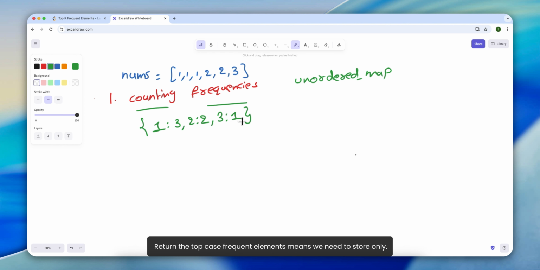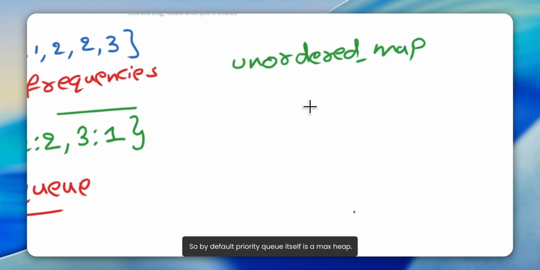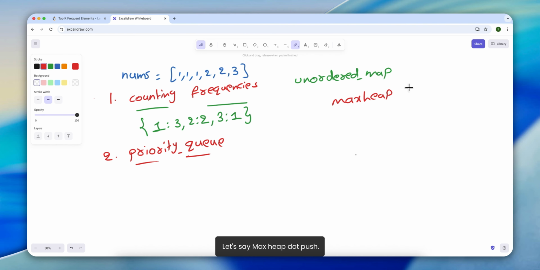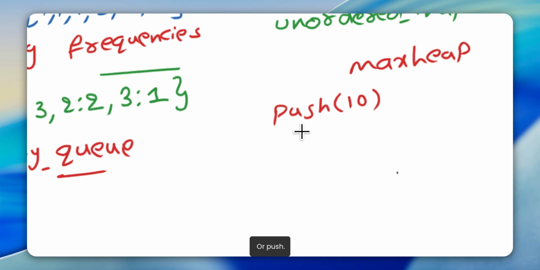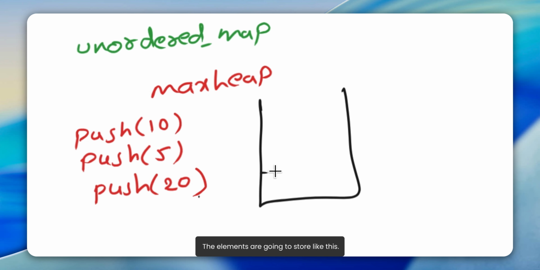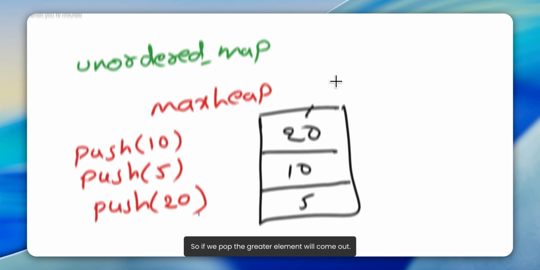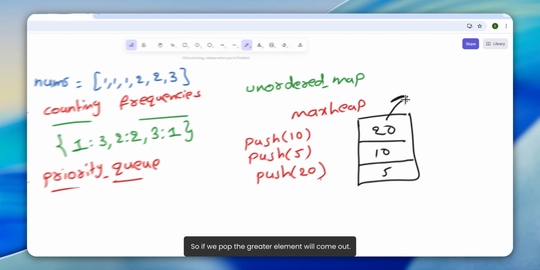And then we need to store only the frequent elements. By default, a priority queue itself is a max heap. Let's say max heap dot push 10, push 5, push 20. In this case, the elements are going to be stored like this: 5, 10, 20. So if we pop, the greater element will come out.